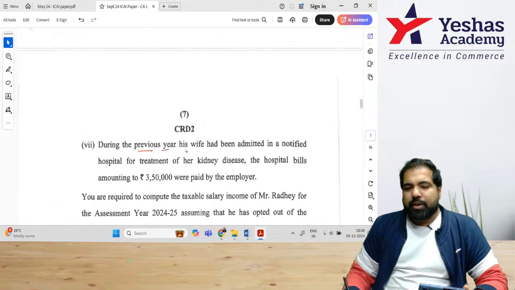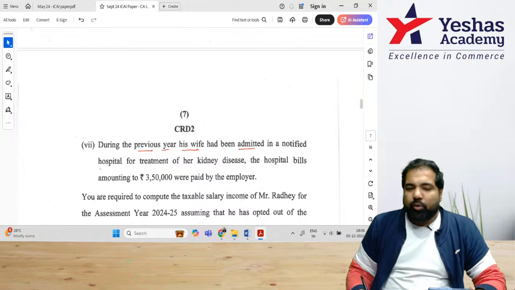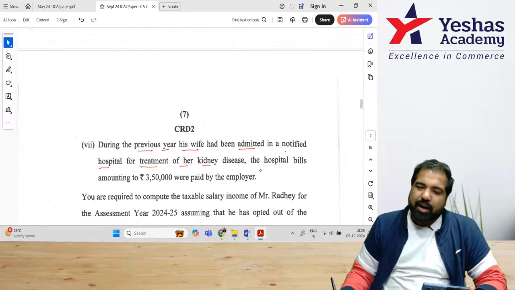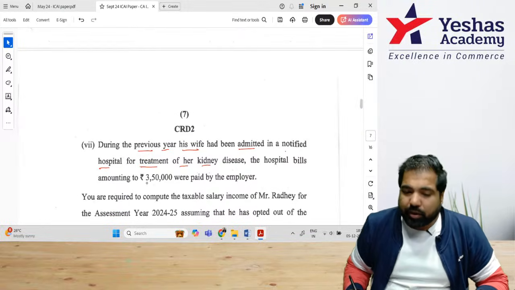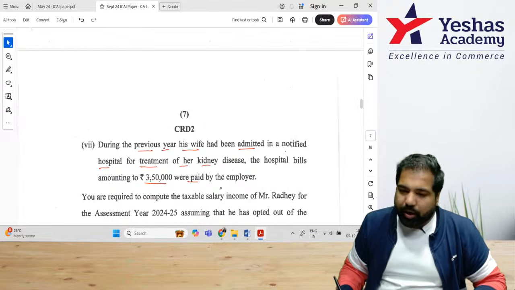During the previous year, his wife had been admitted, full ambulance sound in the background, in a notified hospital for the treatment of her kidney disease, guys. All sad news. The hospital bills amounting to 3,50,000 were paid by the employer. Such a good employer. Hope everyone gets an employer like this.